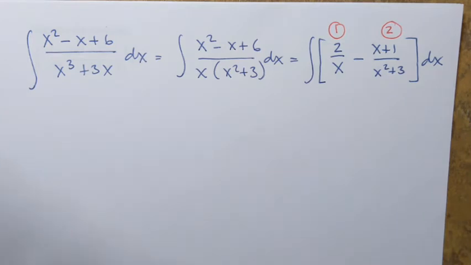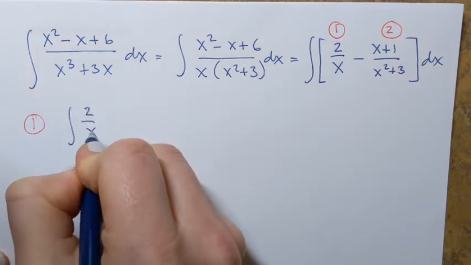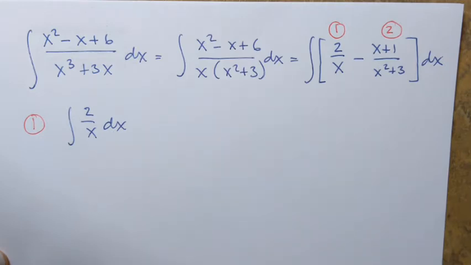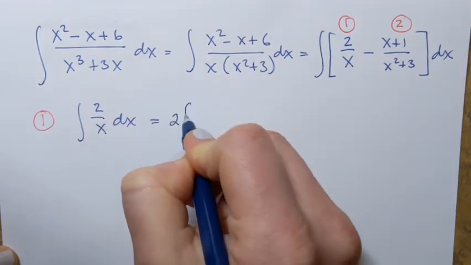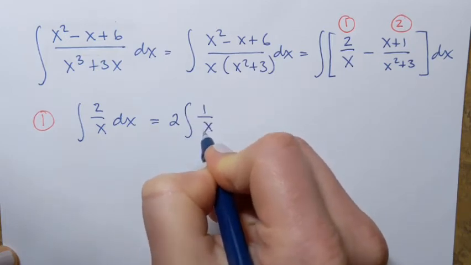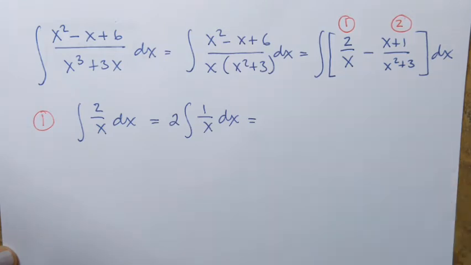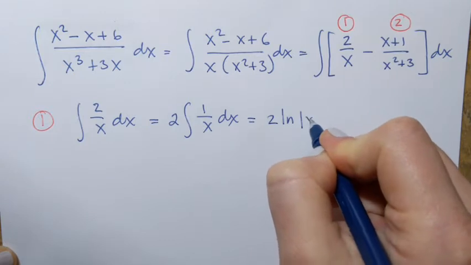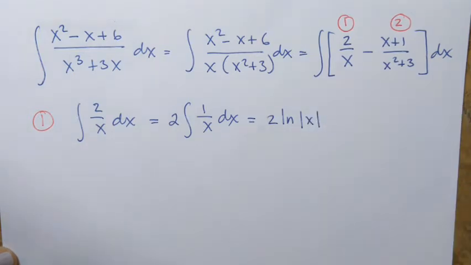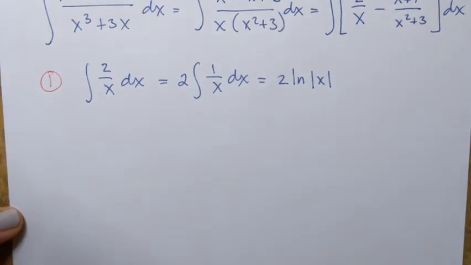So, I'll work on the first one. The first one is the integral of 2 over x dx, right? Well, the constant 2 I can put in the front, and then I will recognize what I have here. That is just a ln function. So it's 2 ln of absolute value of x. I'll put plus c at the very end. Okay, so the first one was very easy. How about the second integral?